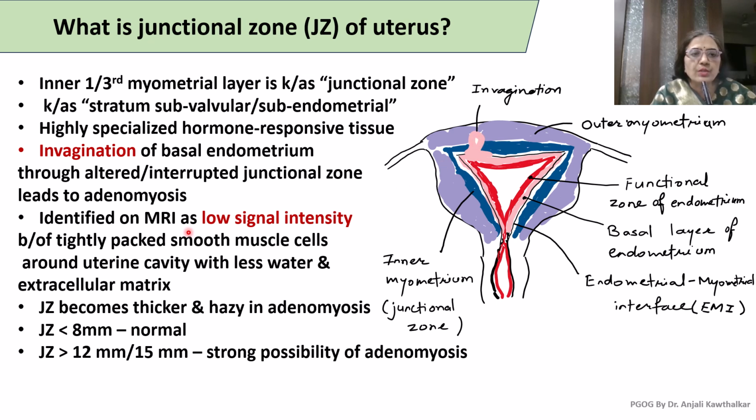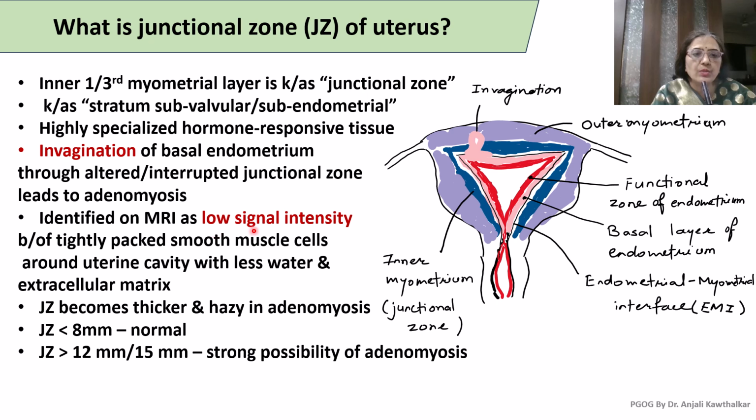Now, this junctional zone is specially identified on MRI. It can also be identified by transvaginal sonography, especially 2D, 3D sonography now is able to identify it clearly. But MRI is more specific as far as recognition of this junctional zone goes.